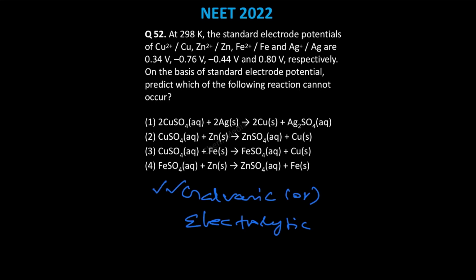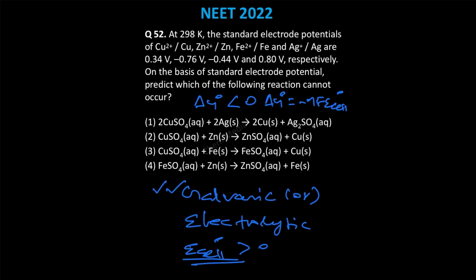If that is not there, then it is safe to assume that it is indeed galvanic. If it is galvanic, then E cell standard has to be greater than 0. That means delta G standard would be negative, because we know that delta G standard is equal to minus nFE cell standard. When the E cell standard is positive, obviously delta G standard would be negative.